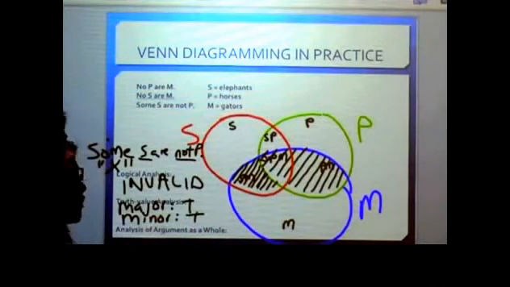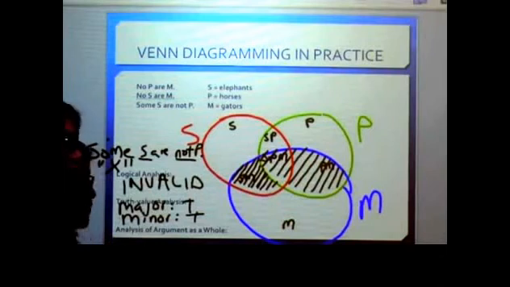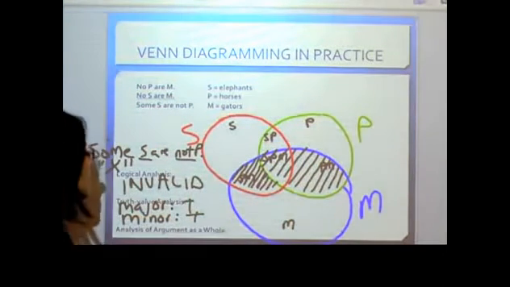So here we have an argument that is invalid but has all true premises. However, because it is invalid, even though it has all true premises, this is still a bad argument, so it's unsound.